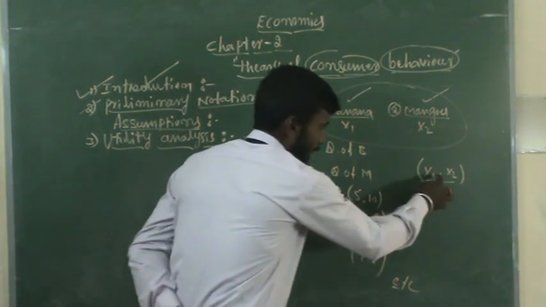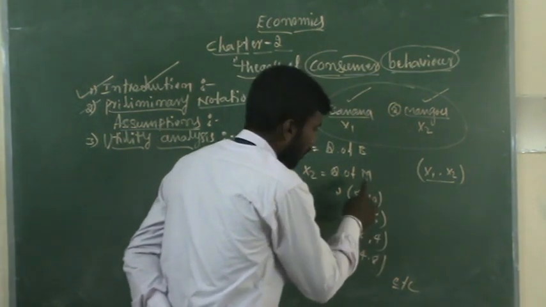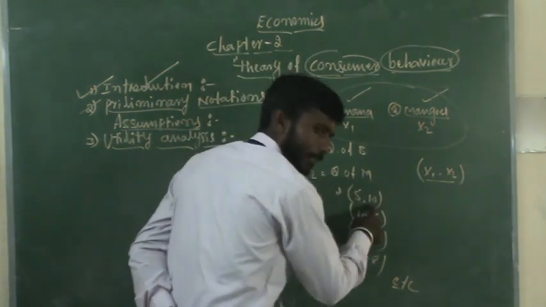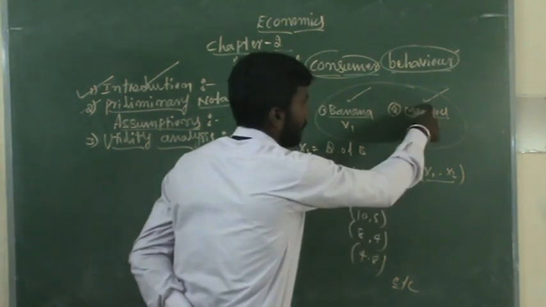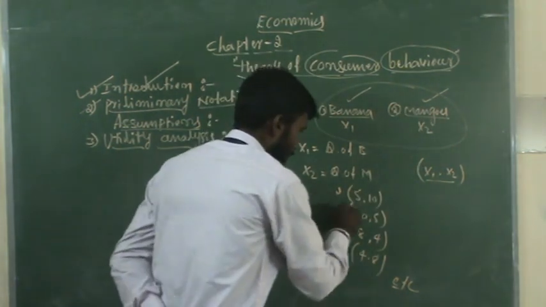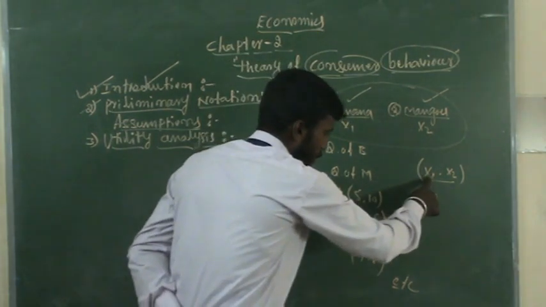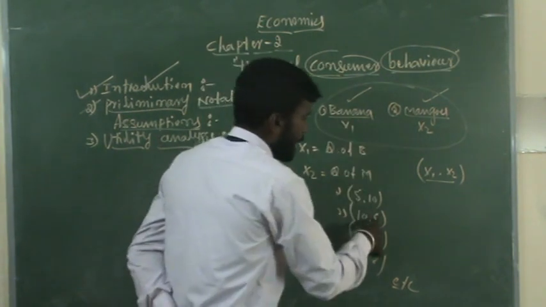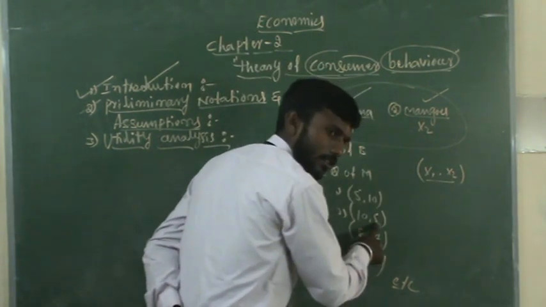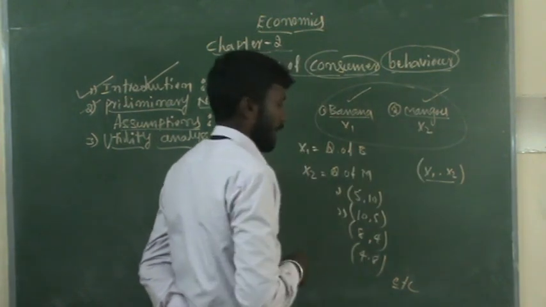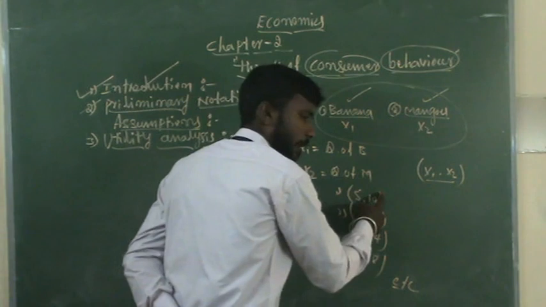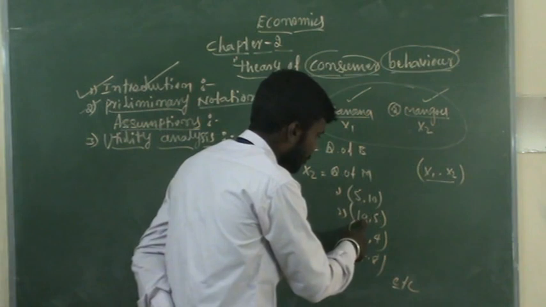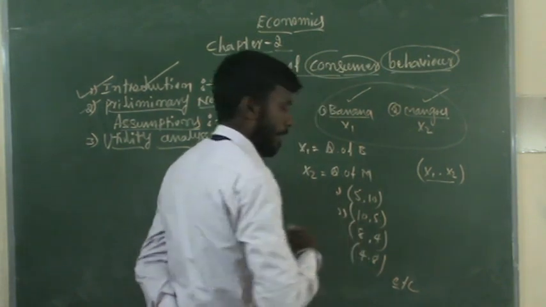Good one, which is it? What is in the x1 place? 5. So what does that mean? 5 bananas are available. In the x2 place there is 10, it means 10 mangoes are available. Then comes the second one. In place of x1 there is 10, it means there are 10 bananas. In place of x2 there is 5, which means 5 mangoes are available. 5 bananas, 10 mangoes is the first combination of bundle. The second bundle clearly shows 10 bananas, 5 mangoes.